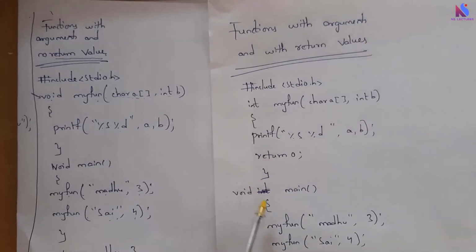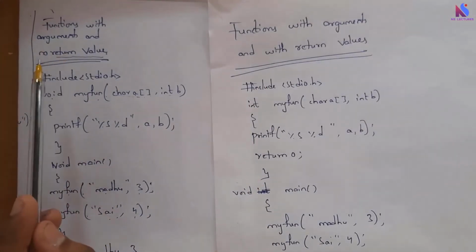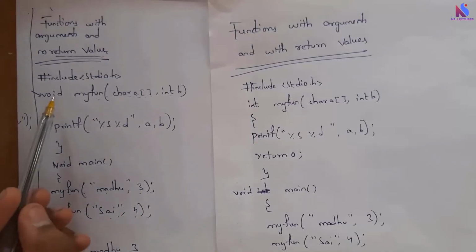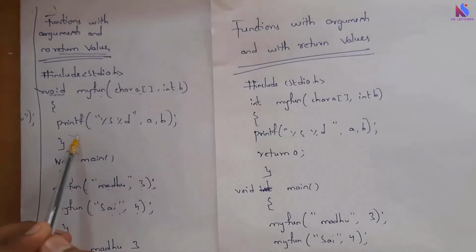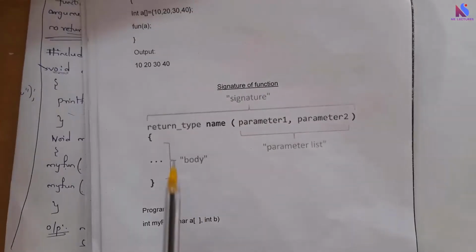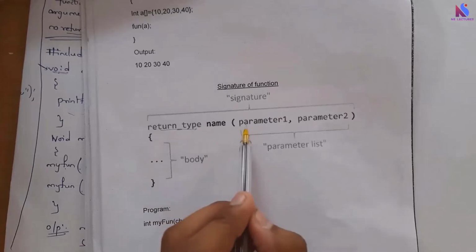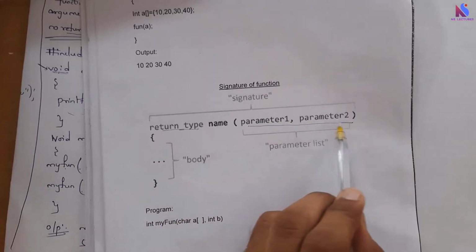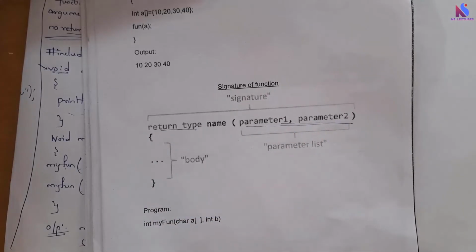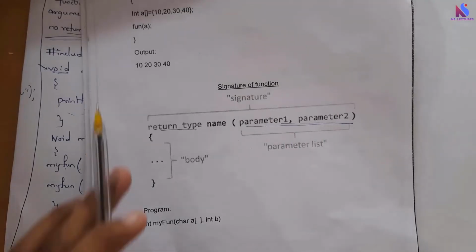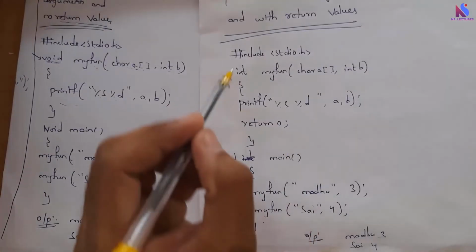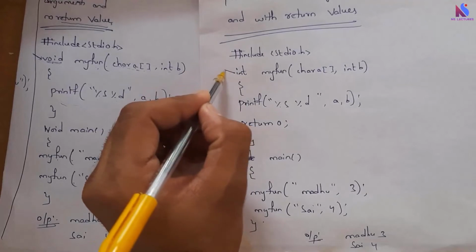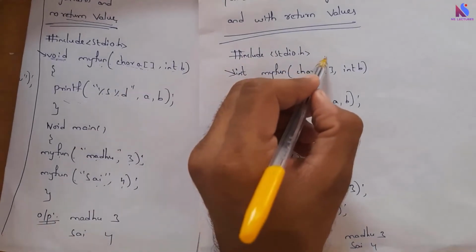Next I will explain the program for function with arguments and with return type. This program is the same as function with arguments and no return values. The difference is that in place of void you need to write int, and here you need to write return 0. Rest everything is the same. A function which contains a return type as well as parameters, we call it the signature of a function. So whenever a signature of a function question comes in the exam, then you need to write this syntax and then you can write this example, because it contains both return type as well as parameters.